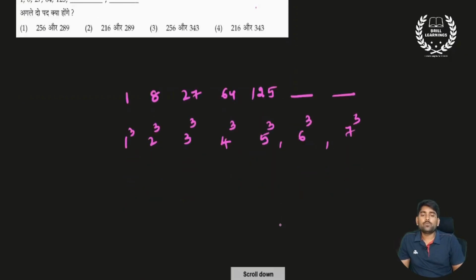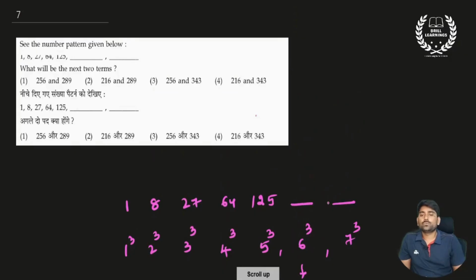What is the value of 6 cube here? 6 6s are 36, 36 6s are 216. Here we will get 343. So the last one is our option. Let's move on to the next question.